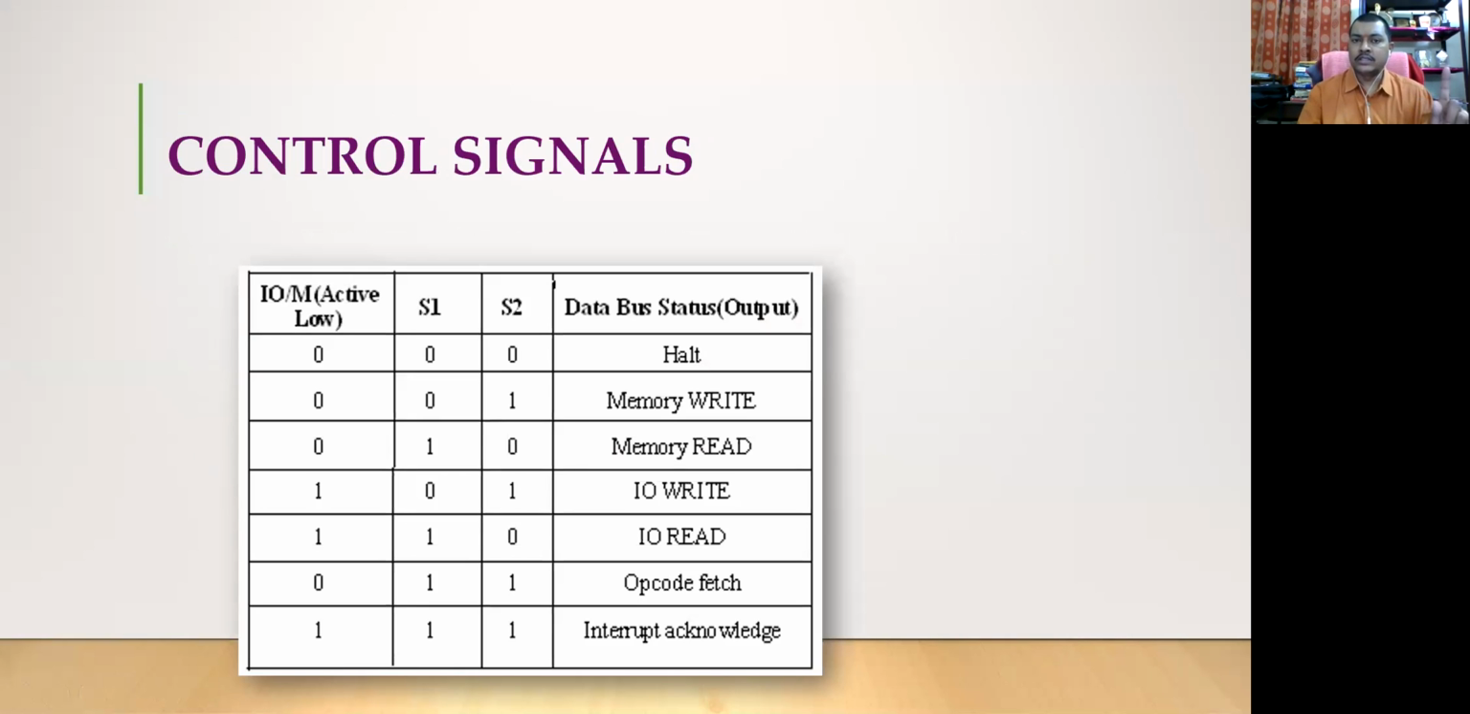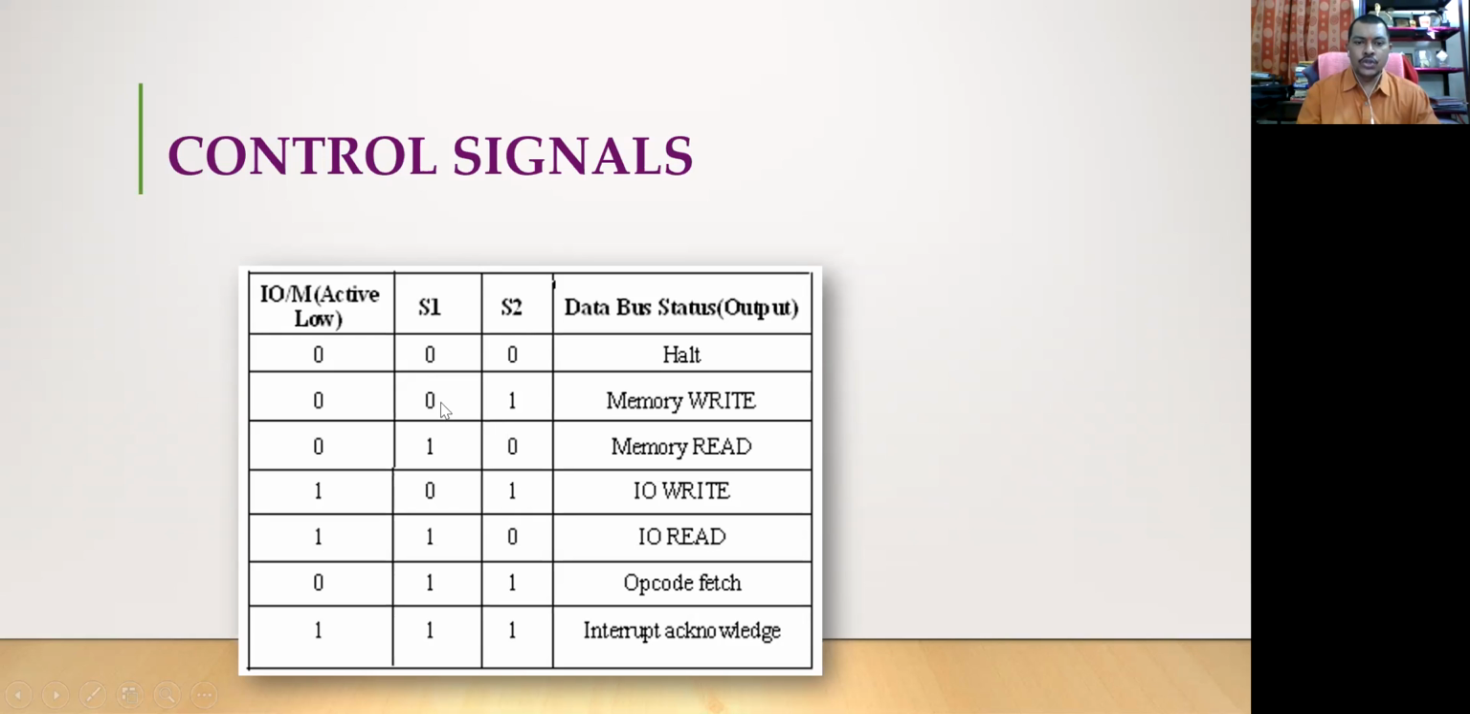Now the second one, control signals. You remember the block timing and control unit. This timing and control unit generates these control signals. Accordingly it uses those control signals to conduct different operations. So these are being given here: IO/M bar, and the status lines S1 and S0, and accordingly the data bus status varies. When we have IO/M bar as 0, S1 S0 as 0, the data bus stops working, so it halts.